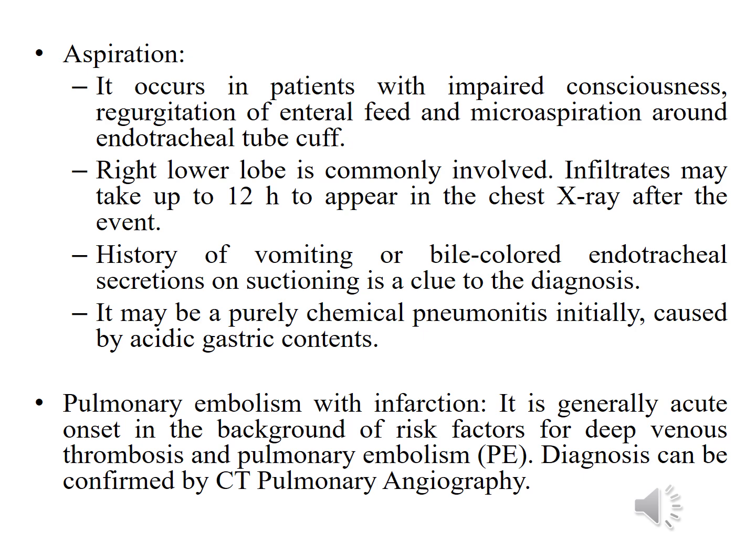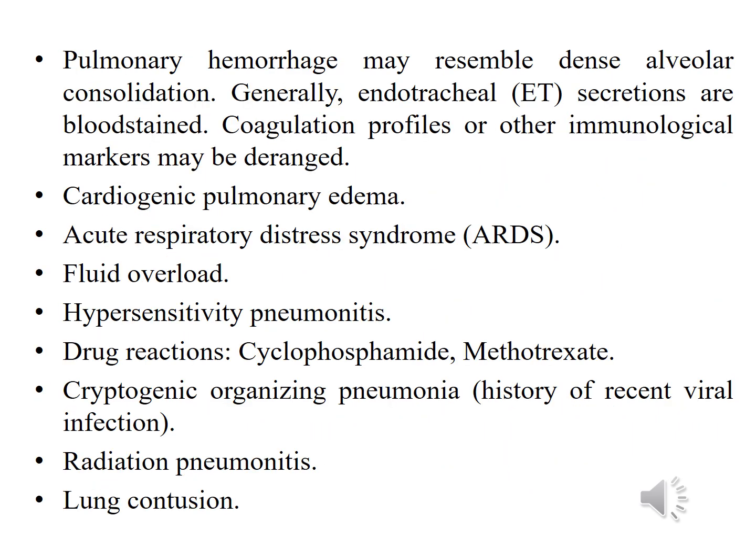Pulmonary embolism with infarction. It is generally acute onset in the background of risk factors for deep venous thrombosis and pulmonary embolism, PE. Diagnosis can be confirmed by CT pulmonary angiography. Pulmonary hemorrhage may resemble dense alveolar consolidation. Generally, endotracheal secretions are blood-stained. Coagulation profiles or other immunological markers may be deranged.